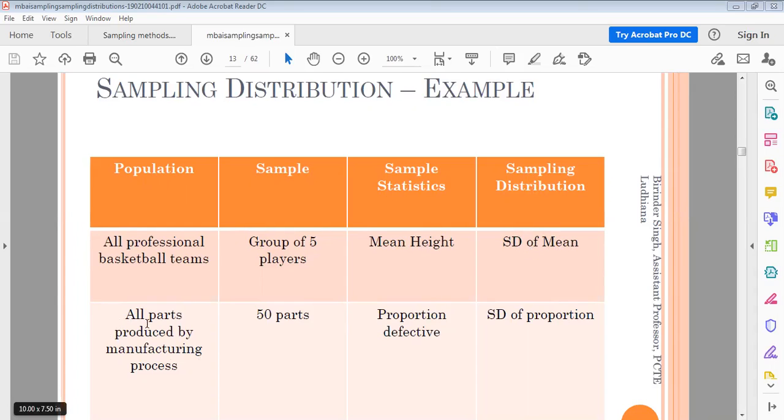Now take another example. For a population of all parts produced by a manufacturing process, suppose I have taken 50 parts from the whole; then this will be the sample, and the sample statistic will be the proportion defective. The standard deviation of the proportion will be the sampling distribution. This is an example of a sampling distribution.